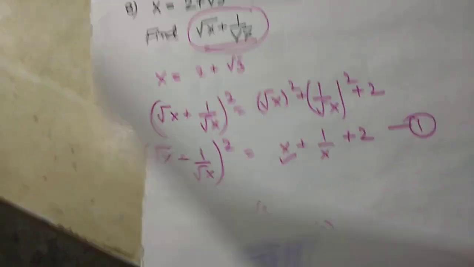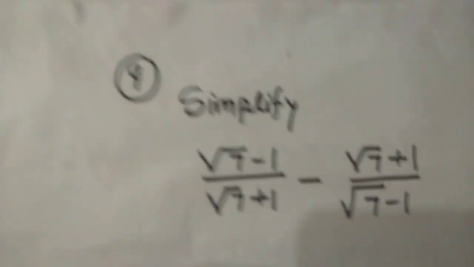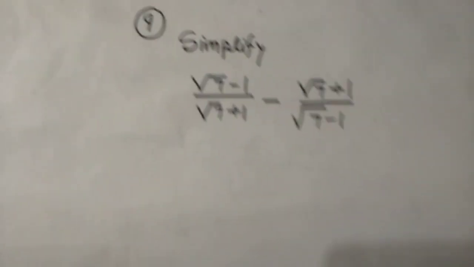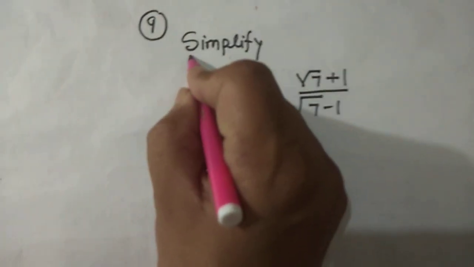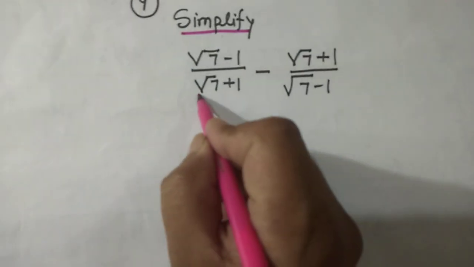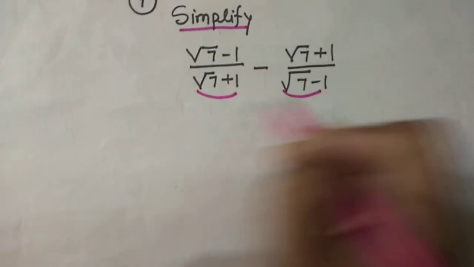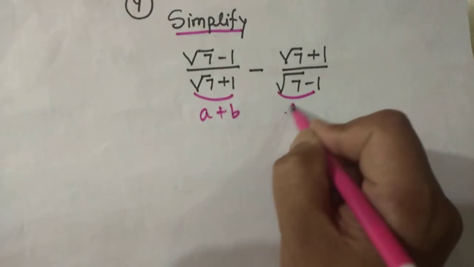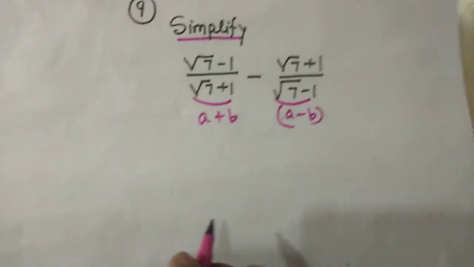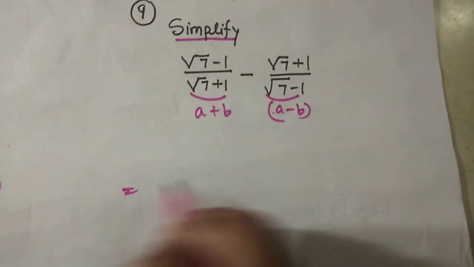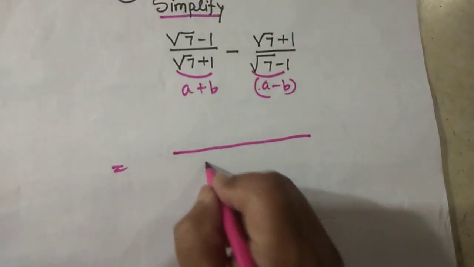So now the next question, a very easy question, but there is a reason why I have given this question. Here I have written especially 'simplify'. If you have a denominator in a plus b, a minus b form, no need to rationalize. You just take the LCM. That's why I have given this question.